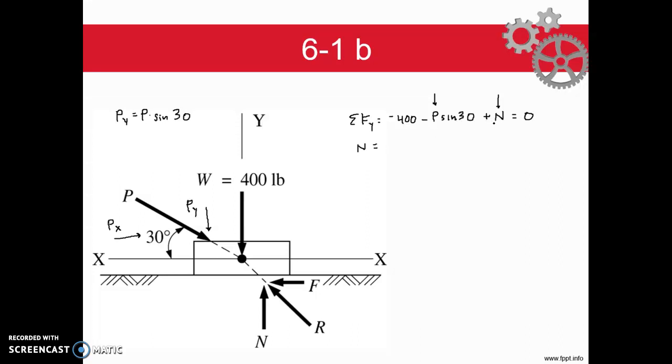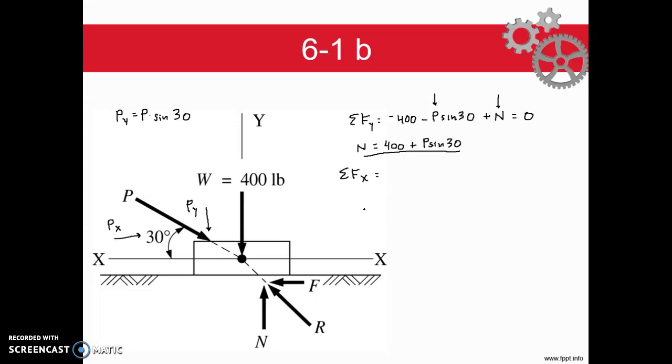So now I can go about solving this equation for N. I can add these two negative terms to the other side and get 400 plus P sine of 30. And I can't really take it a whole lot farther than that since I've got the two unknown forces here. But I do have another equation I can use, and that is sum the forces in the x direction. So we'll just leave this equation here for now and move on and look at our forces in the horizontal direction. So what do we have going on there?